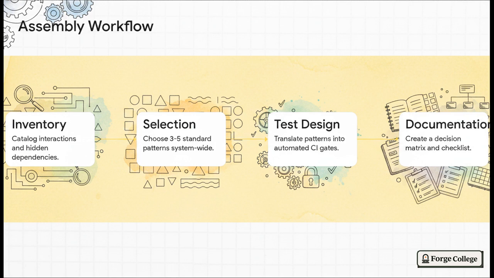Step 3 is test and instrumentation. Translate those chosen patterns into automated tests and continuous integration gates. For example, if it's an atomic call, test for cross-contract invariance under failure conditions. And step 4, policy documentation. Write it down. Create a decision matrix. Make a checklist. Make these artifacts a mandatory part of your pull request reviews. This workflow is what turns a messy, abstract idea into a rock-solid, verifiable engineering machine.